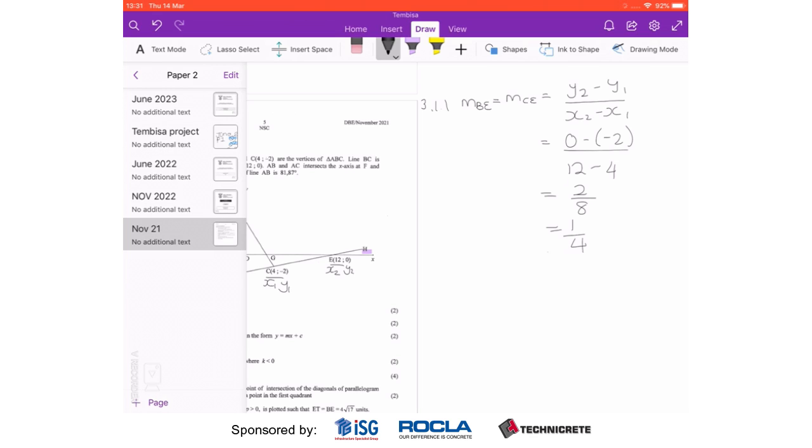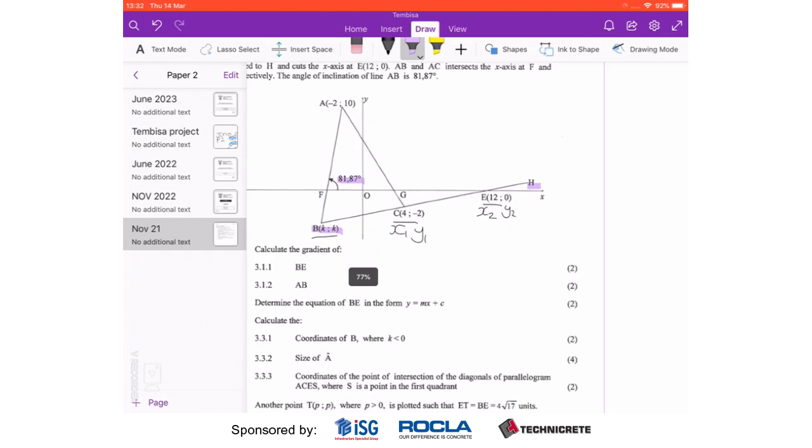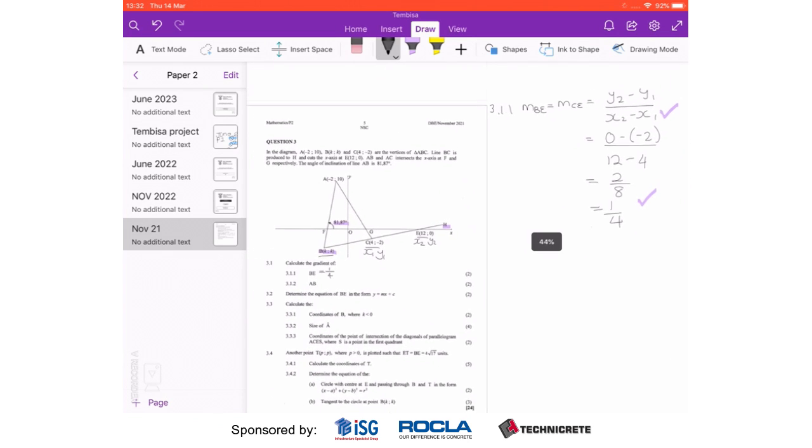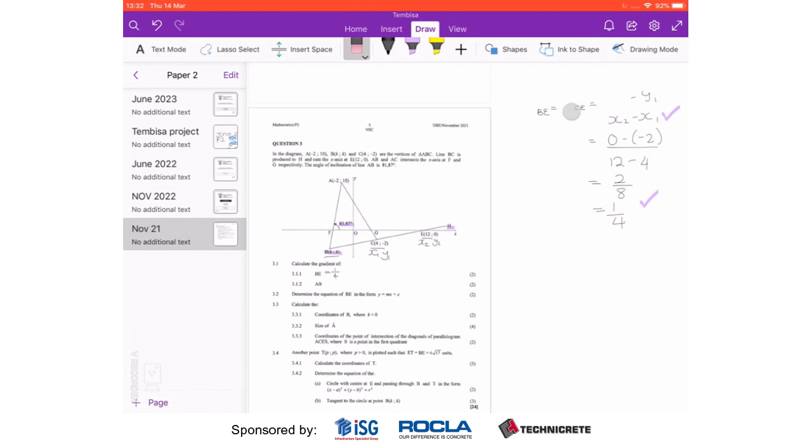This is a 2-mark question, very simple in mark allocation. One mark for substitution of the values for C and E, and one for my answer. So I'm going to write my answer here. My gradient of BE is 1 over 4. Okay, now we are going to calculate the gradient of AB.